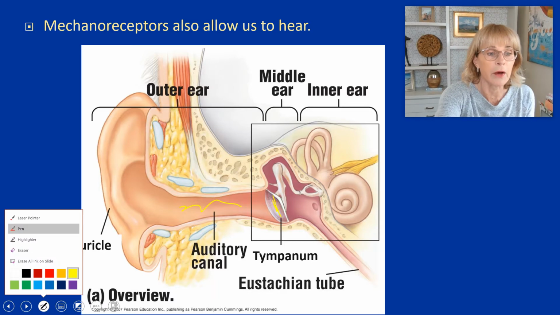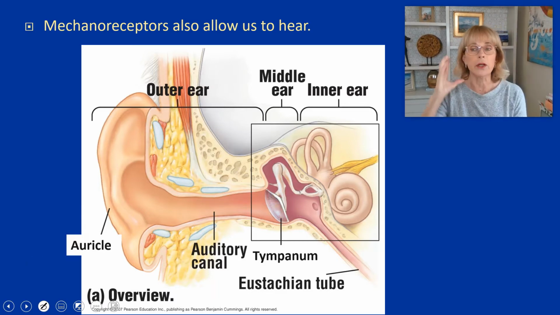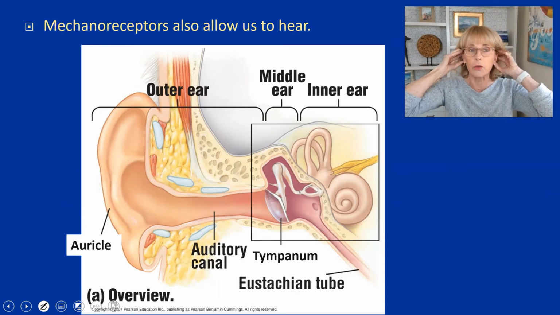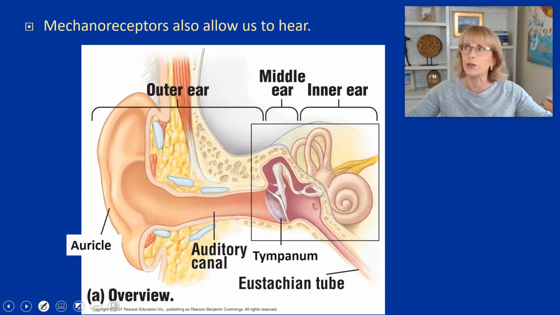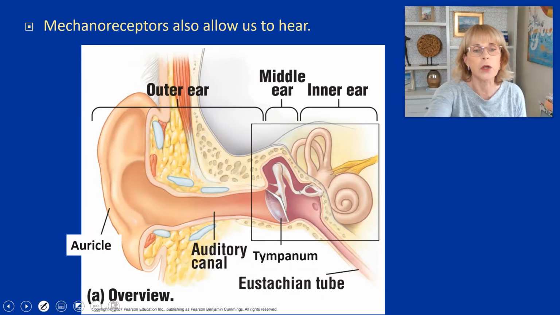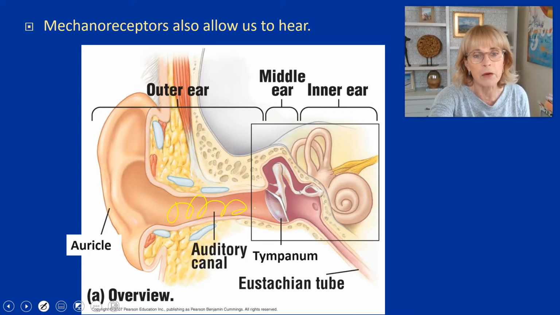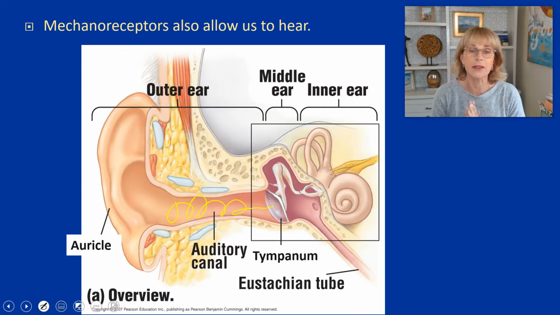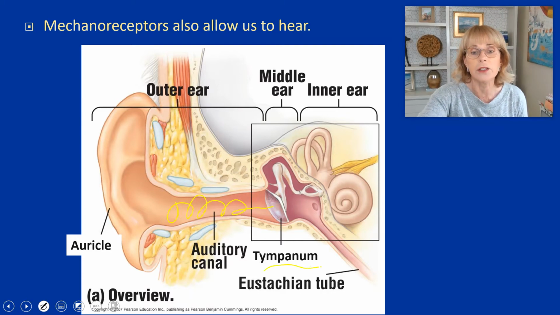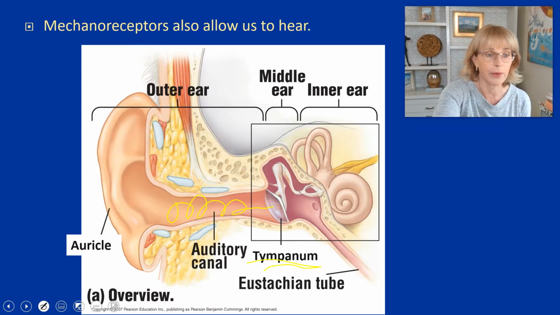What's the job of the outer ear? The job of the outer ear is to collect sound waves, which are mechanical waves, which are particles of air bouncing against each other, to collect those and to focus them down here so they hit the tympanum and cause the tympanum to vibrate. All righty?